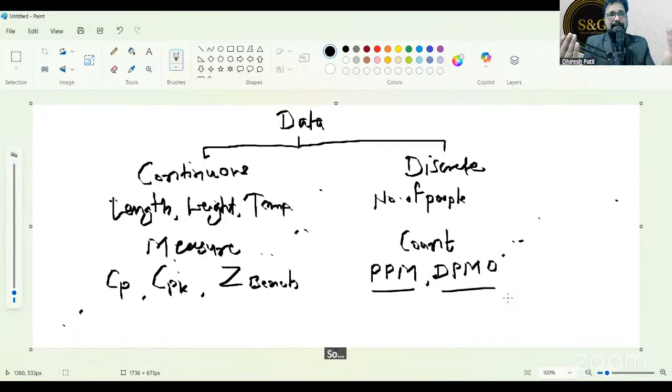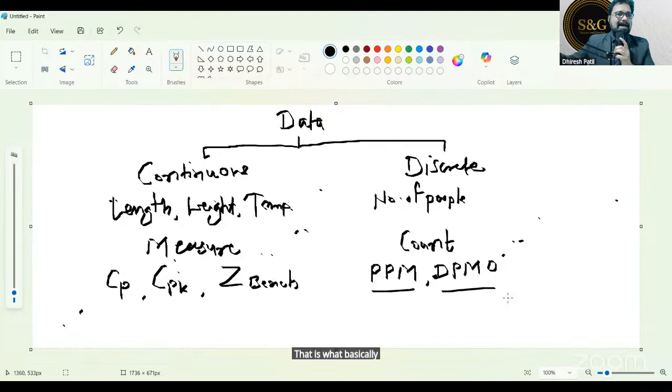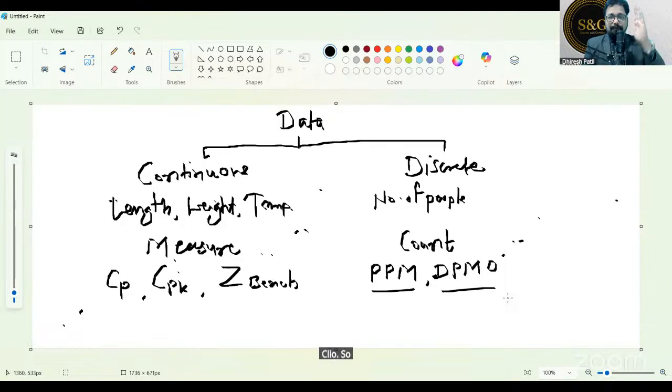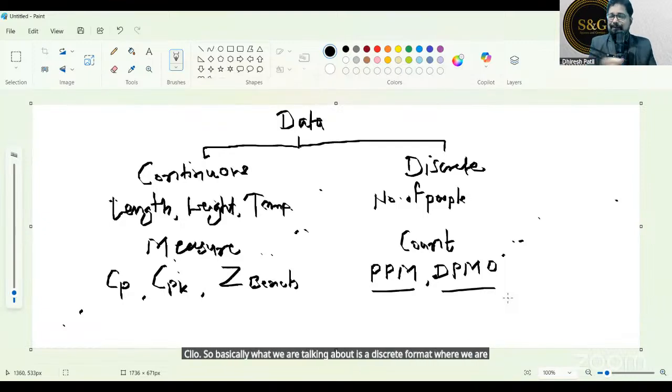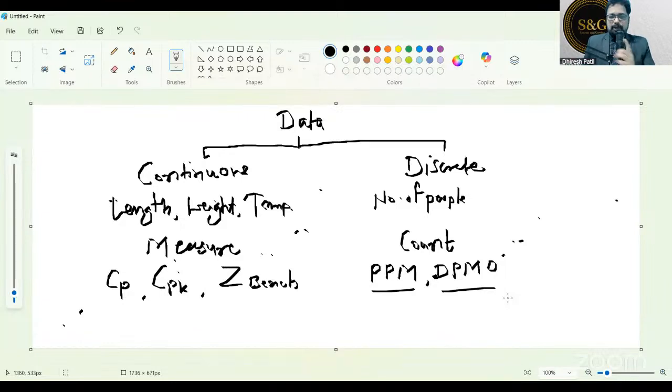So see, if 100% attendance is expected, but only 90% attended, so it is -10. That is basically your question, but it comes in the discrete format only. Clear? So what we are talking about is a discrete format where we are counting the number of people; even attrition is discrete data only. Okay, everybody with me? So we are dealing with PPM and DPMO.